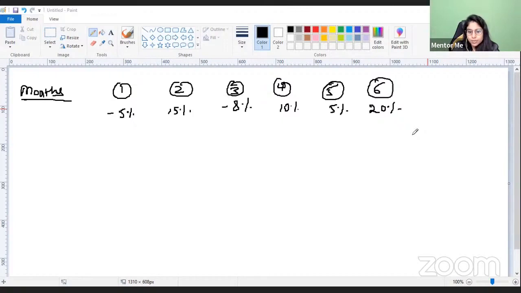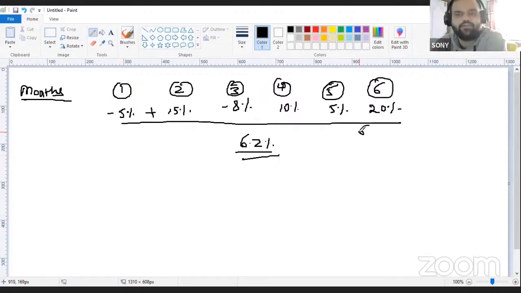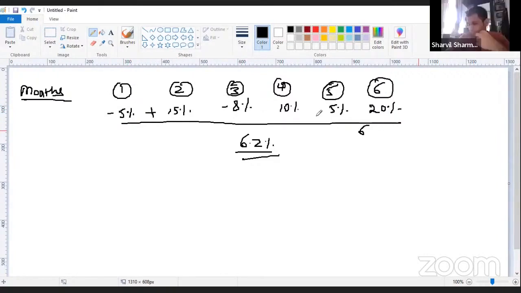37. 6.1, 6.2% के आसपास आएगा. एक simple average. हाँ, 6.2%. 6.2% आएगा. We just have to add them up. इन सबको आप add करते हो and you're divided by वाला 6. -5 है कि +5? First is -5 and third is -8. Rest everything is positive. आप इसको add करके divided by 6 करोगे तो 6.2 आना चाहिए.